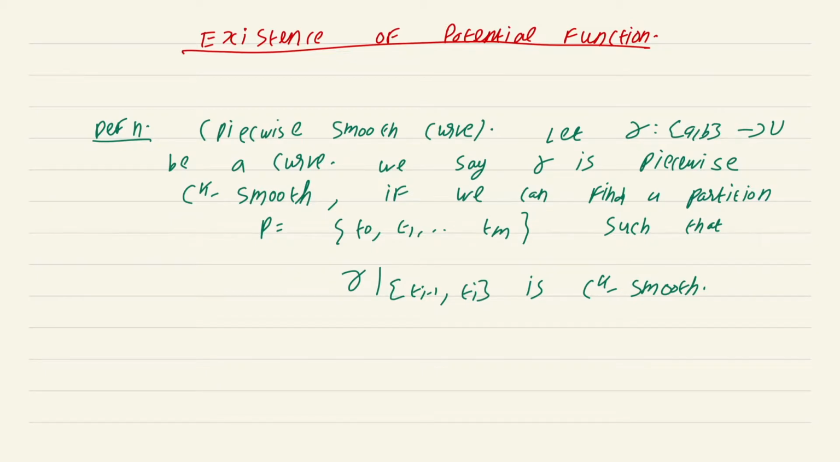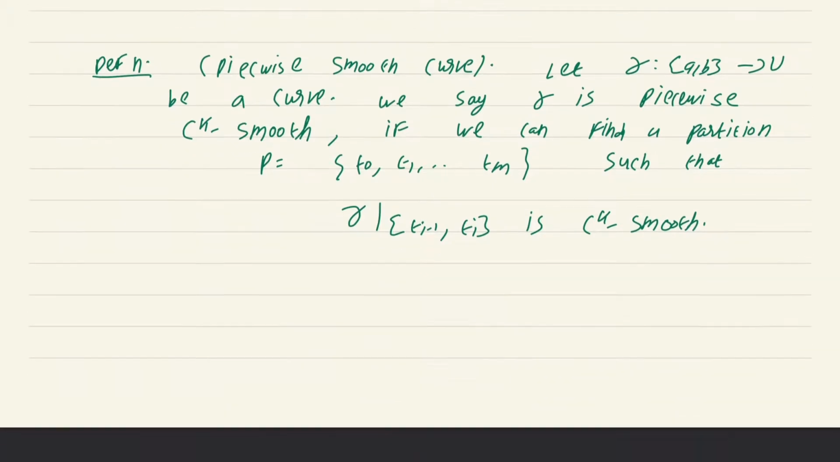Note, gamma could fail to be differentiable at the points Ti. Nevertheless, when you restrict gamma to [Ti minus 1, Ti], this is going to be C^k smooth. To understand the subtlety here, a picture is best to clarify what is happening. For instance, if you take a piecewise linear curve, that is just a polygonal curve, something like this, this is going to be piecewise C infinity.